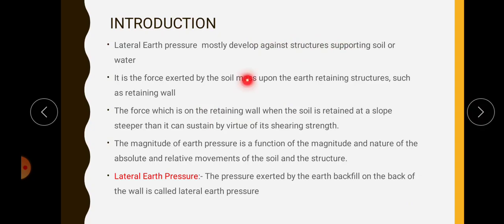The force which is on the retaining wall when the soil is retained at a slope steeper than it can sustain by virtue of its shearing strength. The magnitude of earth pressure is a function of the magnitude and nature of the absolute and relative movement of the soil and the structure. So the definition of lateral earth pressure: it is the pressure exerted by the earth backfill on the back of the wall. That is known as lateral earth pressure.